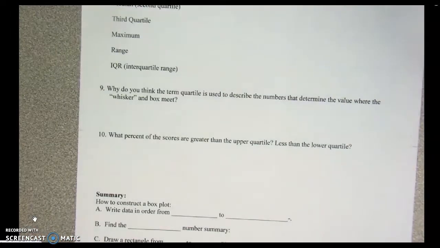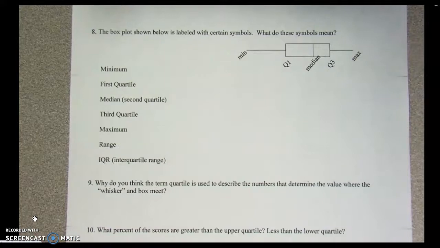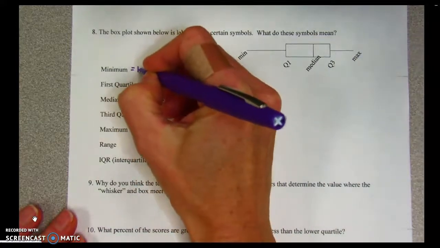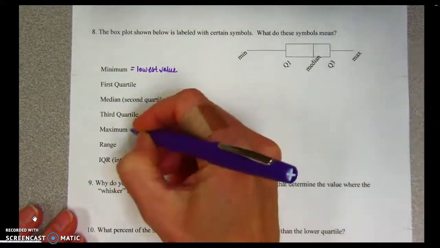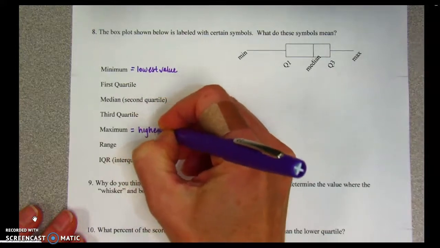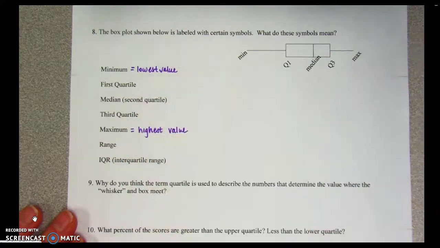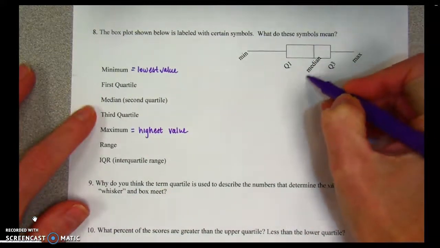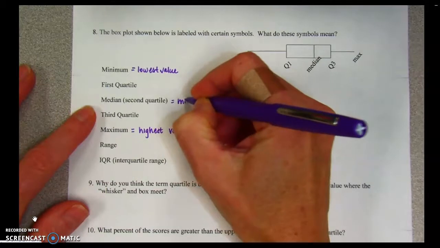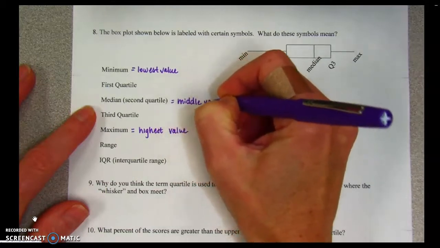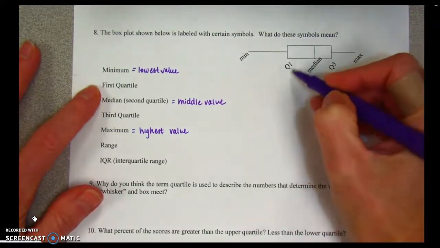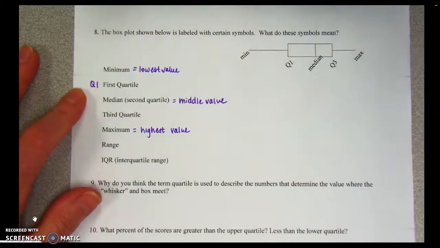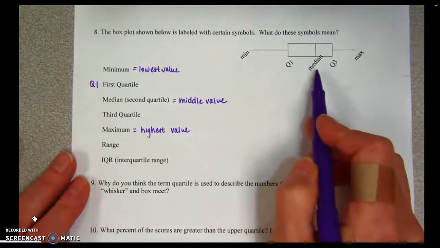So let's label the different parts of the box plot. What was important for you to learn about this? Well, min stands for minimum. This is the lowest value. And max stands for maximum. This is the highest value or the greatest value. The median, right here, that is the middle value. The first quartile, that is Q1. That is halfway in between the minimum and the median.